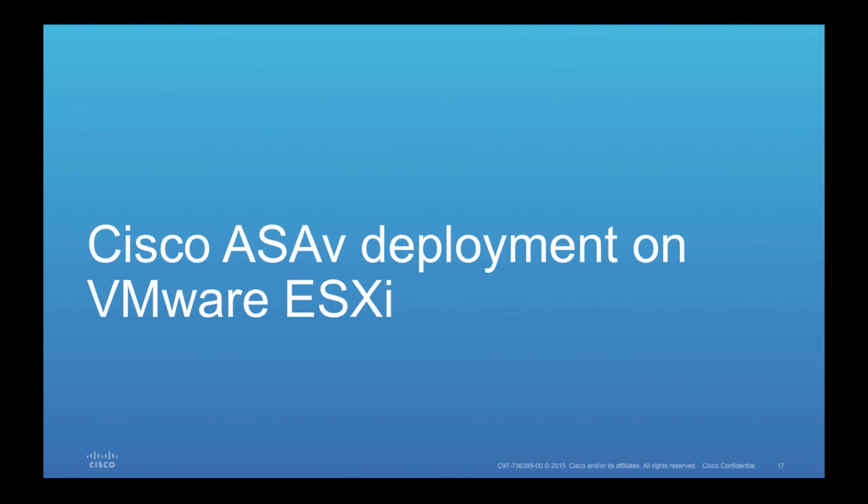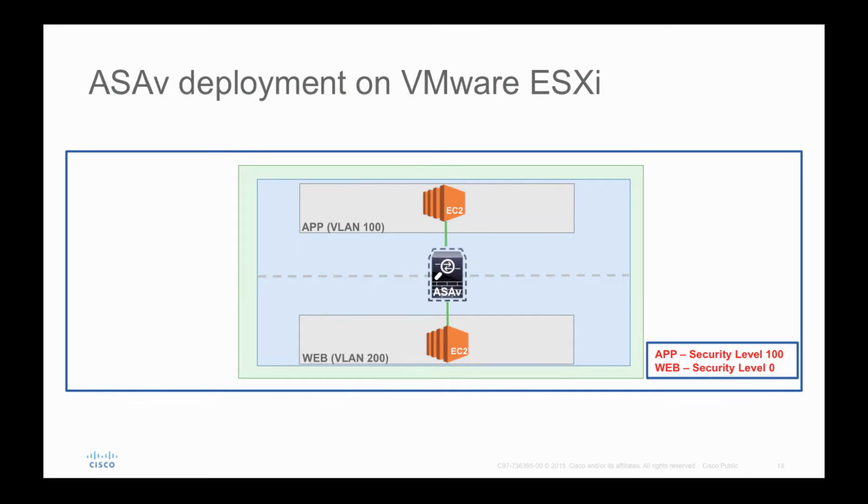So let's move on to our next topic, Cisco ASAv deployment on VMware ESXi. So I would be showcasing a very basic network of two interfaces. I have created app DMZ, and I'm placing that app DMZ in VLAN 100. And I have created web DMZ. I'm placing this DMZ in VLAN 200.